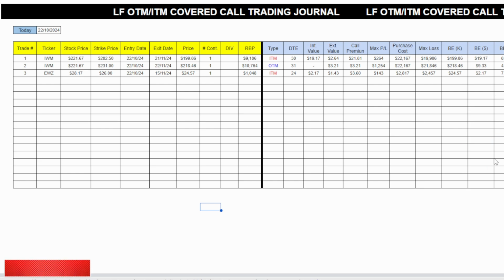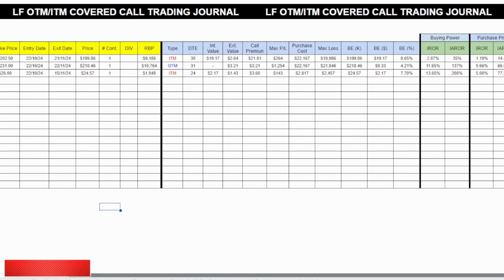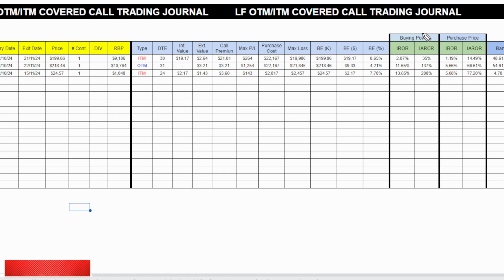If we now calculate our rate of return in terms of buying power, because we only require putting up 10,000, as you can see, and not the whole maximum loss of 21,000, of course we're going to have a way higher annualized rate of return than if you were to purchase the shares.